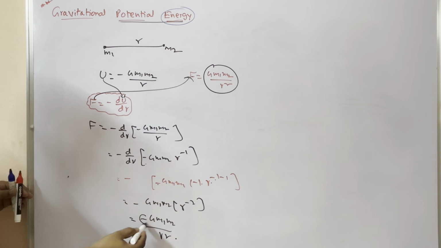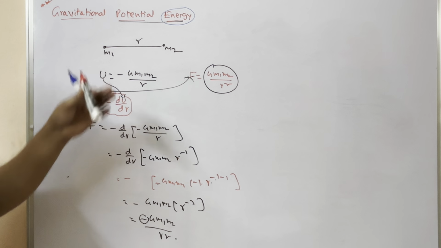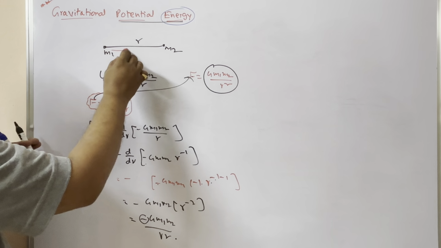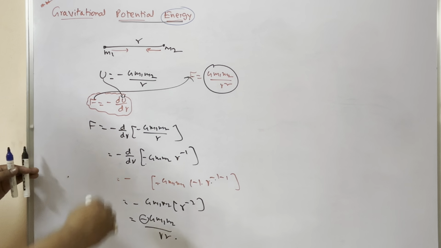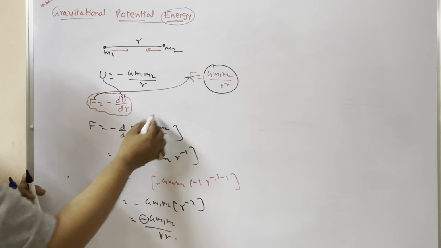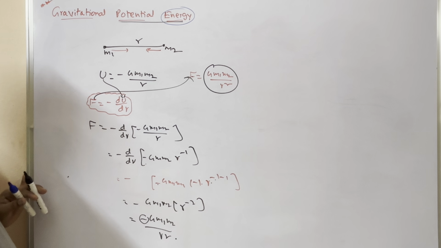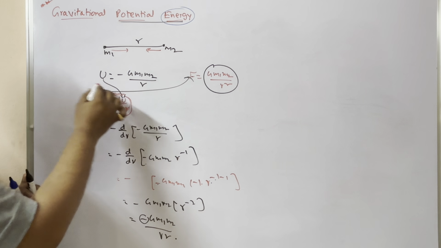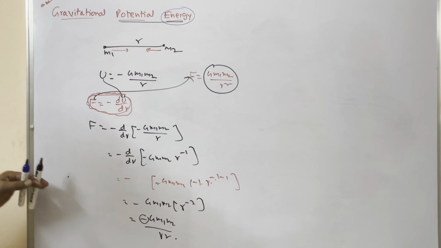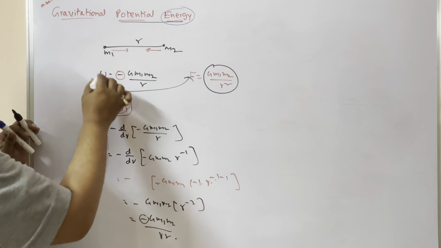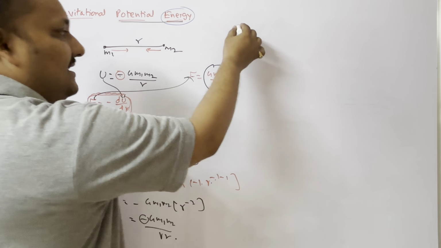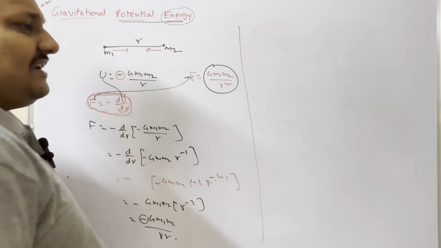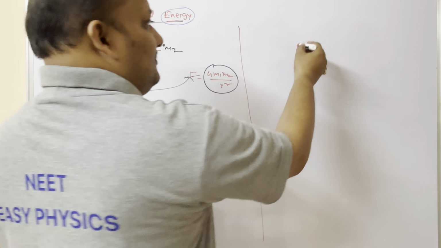But why did you get a minus sign here? The minus sign shows that gravitational force is always going to be attractive. So this is about how you get the relation between force and energy. Therefore, they write F is equal to minus dU by dr. So in gravitational potential energy, you will always get a minus sign. You should write minus sign for gravitational potential energy.